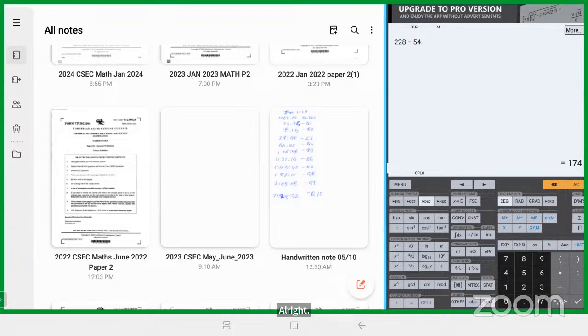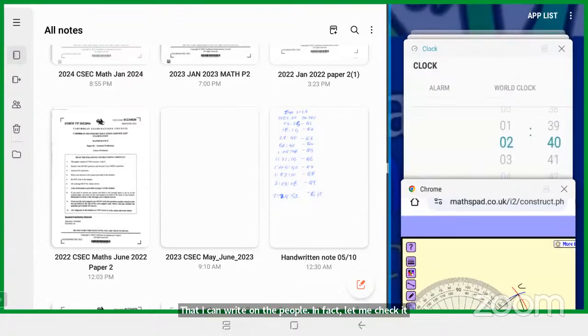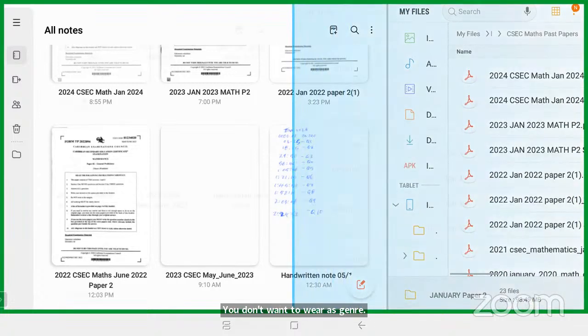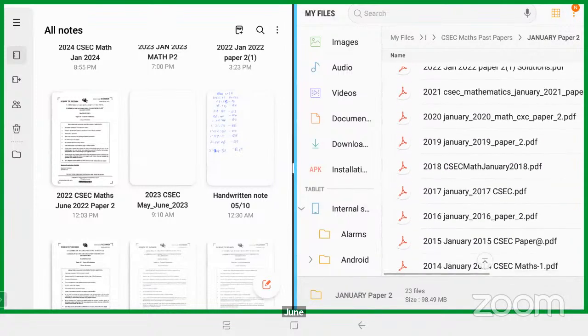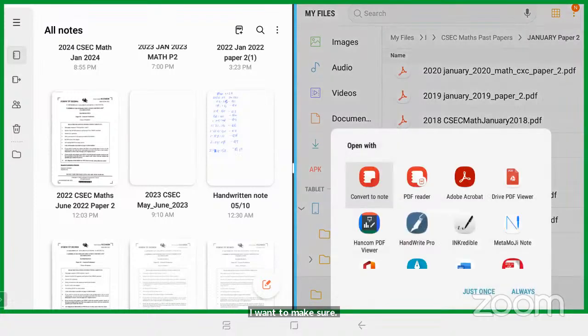So the session for tomorrow is just going to be straight working out between 11 and 5. You bring the questions that you want me to do from the past papers. I say go back to board, don't go past 2015 because I want to be able to do the papers that I can write on. Let me check it right now. Tell me which paper you want, whether it's January or June. June. I'm going to check 2015. Hold on a second. I want to make sure it's a paper that I can write on. 2015 is the last set.